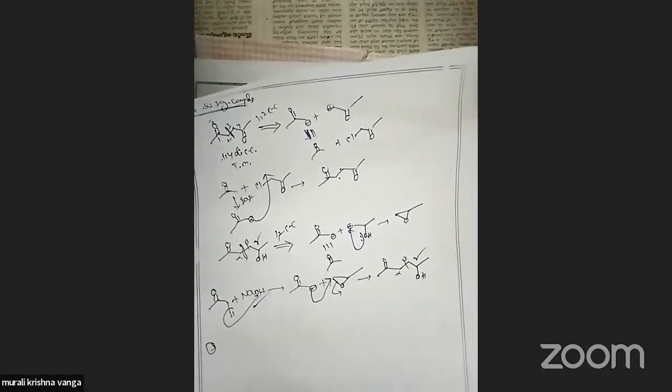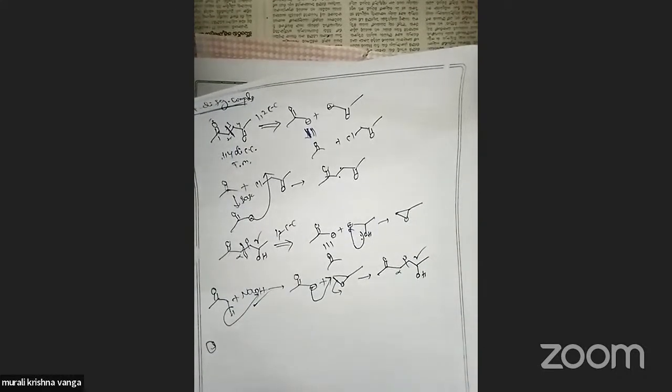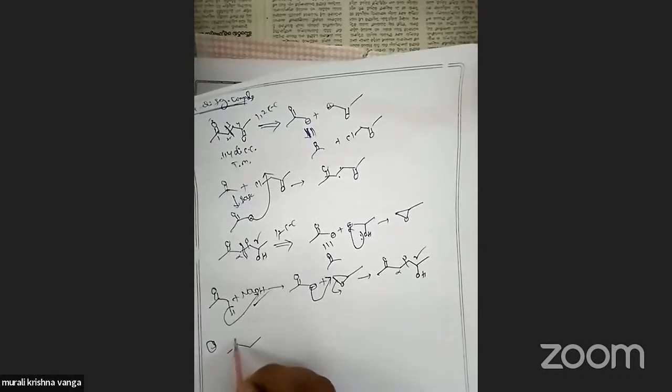The second and third examples are in your book. So that is 1,2 dicarbonyl compounds. The third example I am taking here, and I am taking the third example in your book.